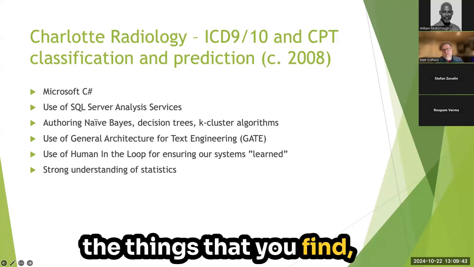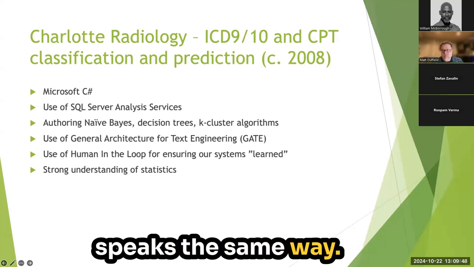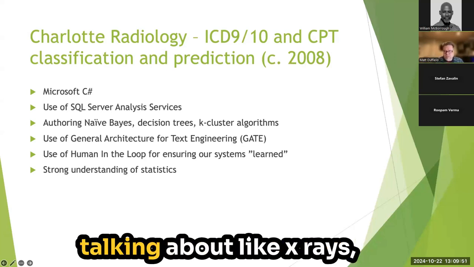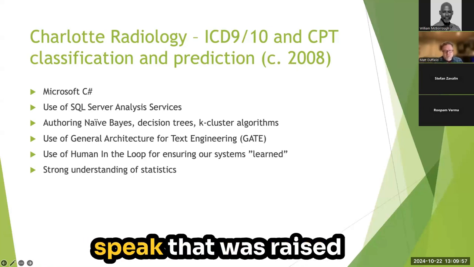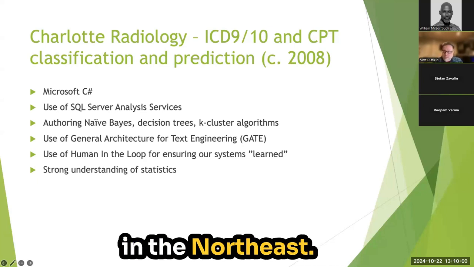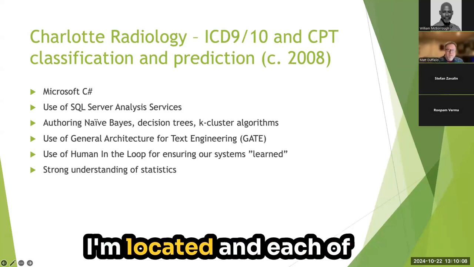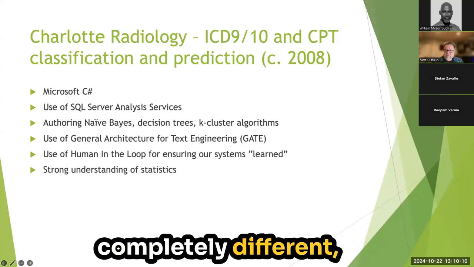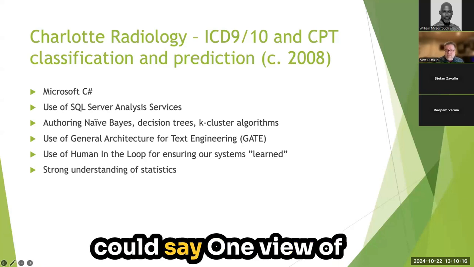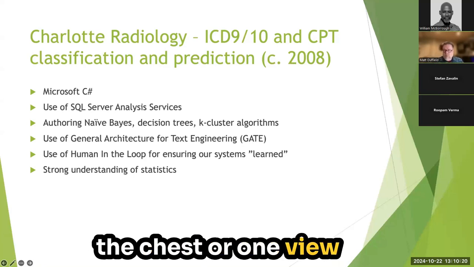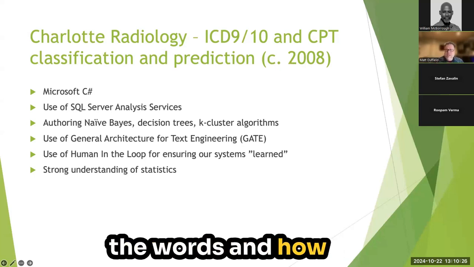One of the things you find, especially back then when trying to do machine learning, is that not everyone speaks the same way. Not everyone dictates the same. Since we're talking about radiology, like X-rays, MRIs, CAT scans, you could have a radiologist raised in the Northeast, another in the Southeast, the Midwest, or out here in the West where I'm located. Each of them would say things completely differently, but with the same terminologies. For example, for an X-ray of the chest, they could say one view of the chest, or one view of the thorax, or thorax one view. They completely mix and match the words in their diction.